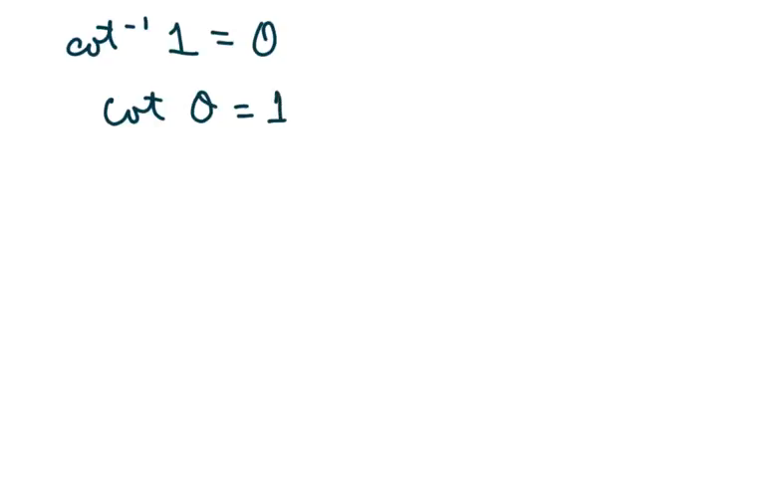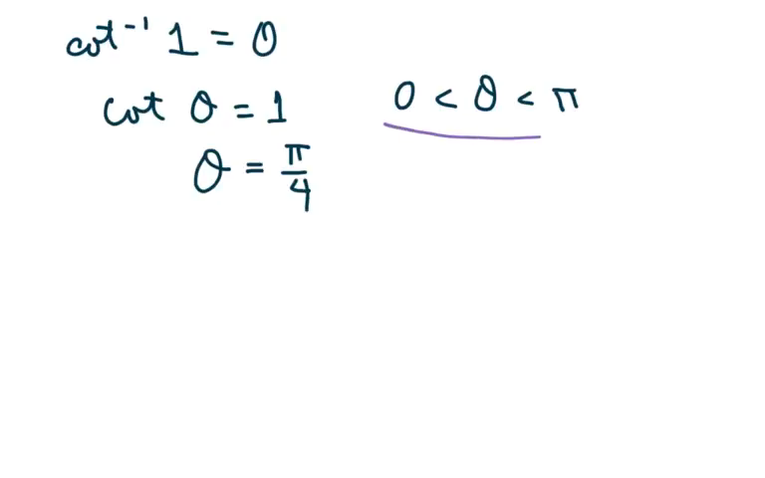Now the next one we have is inverse cotan of 1. Go ahead and set this to theta and rewrite it. The restriction is that my angle is between 0 and pi. So we know my angle is going to be pi over 4. It can't be 5 pi over 4 because of my restrictions, because of the inverse nature of the function.